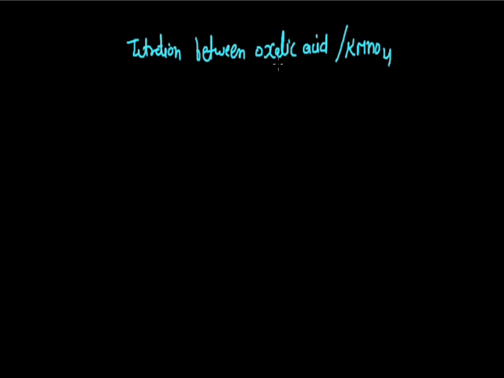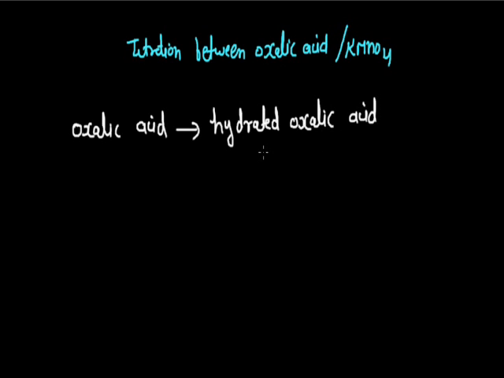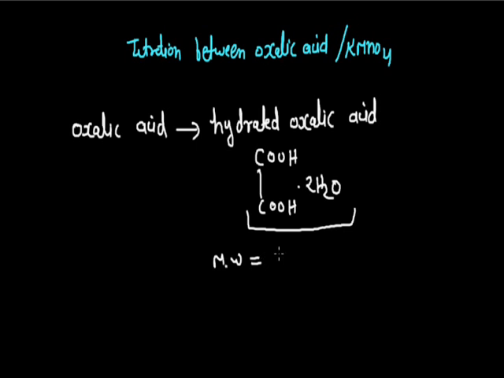Now some important terms about titration between oxalic acid and KMnO4. As we know, in this titration, oxalic acid is a hydrated oxalic acid. Its formula becomes (COOH)2·2H2O. This is called hydrated oxalic acid, and its molecular weight is 126.